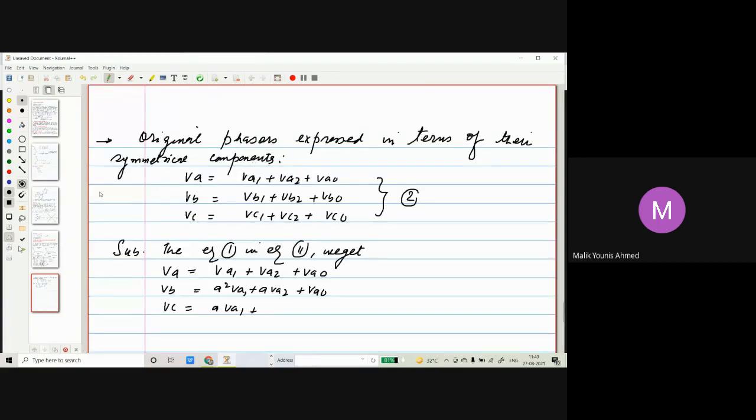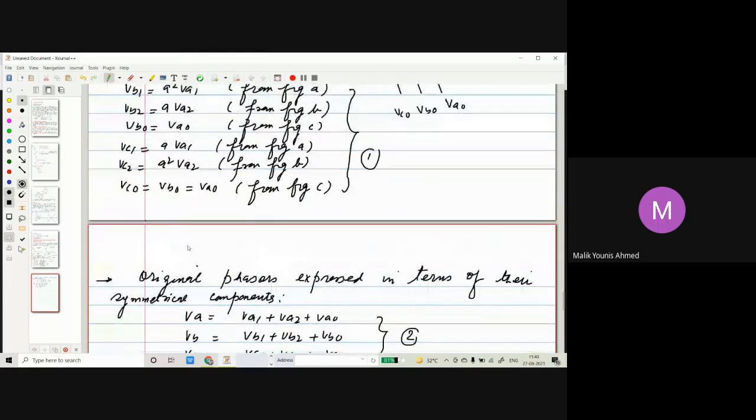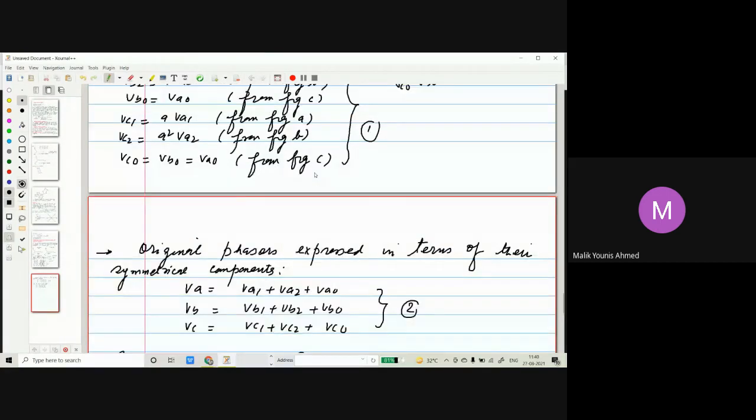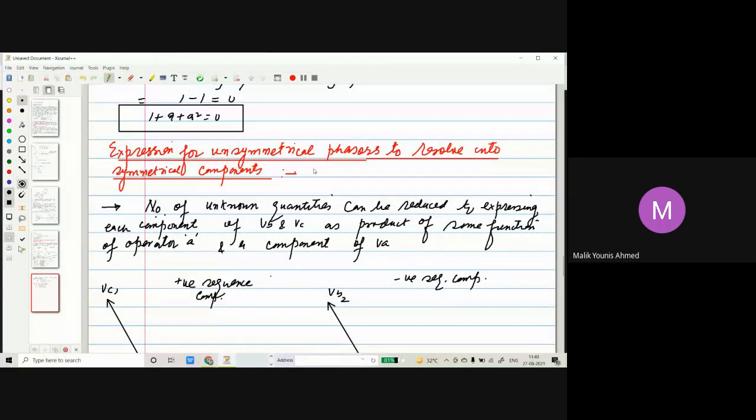VC2, we are writing in this equation, VC. VC2 will be A square VA2. And VC naught is VA naught. These are same. So we'll write this in the matrix form in the next class. I think class is over now. So we'll be continuing with this expression and with these symmetrical components. After that there are numericals, and then something more will be there.